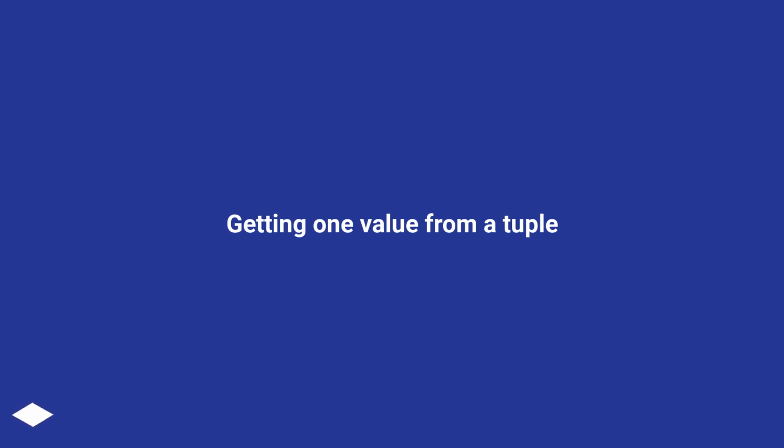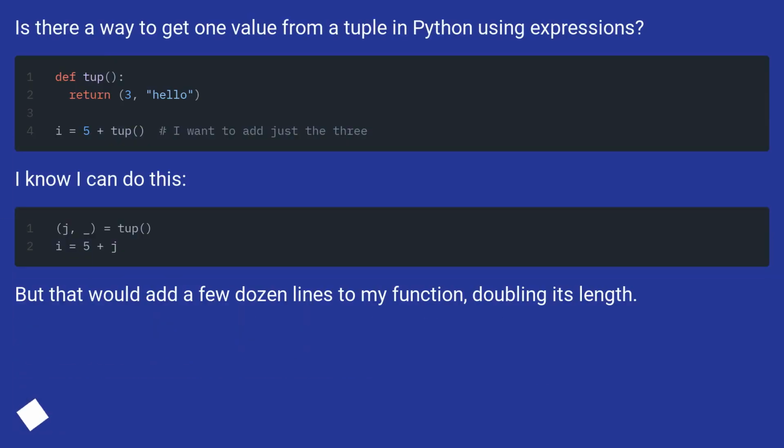Getting one value from a tuple. Is there a way to get one value from a tuple in Python using expressions? I know I can do this. But that would add a few dozen lines to my function, doubling its length.